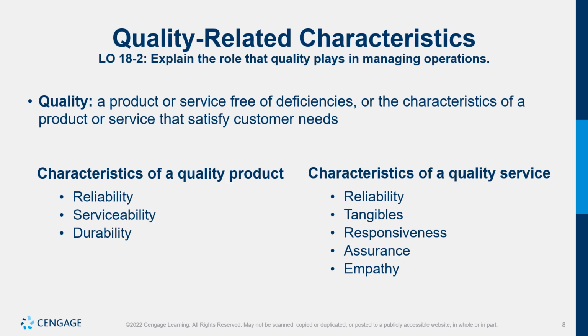The American Society for Quality gives two meanings for quality. It can mean a product or service free of deficiencies, or it can mean the characteristics of a product or service that satisfy customer needs. Quality products usually possess three characteristics: reliability, serviceability, and durability. Five factors typically distinguish a quality service: reliability, tangibles, responsiveness, assurance, and empathy.